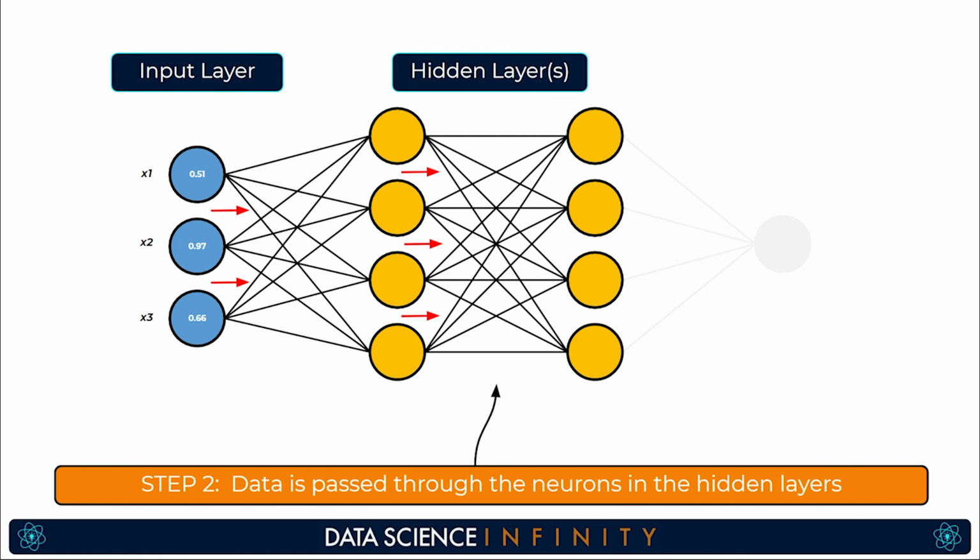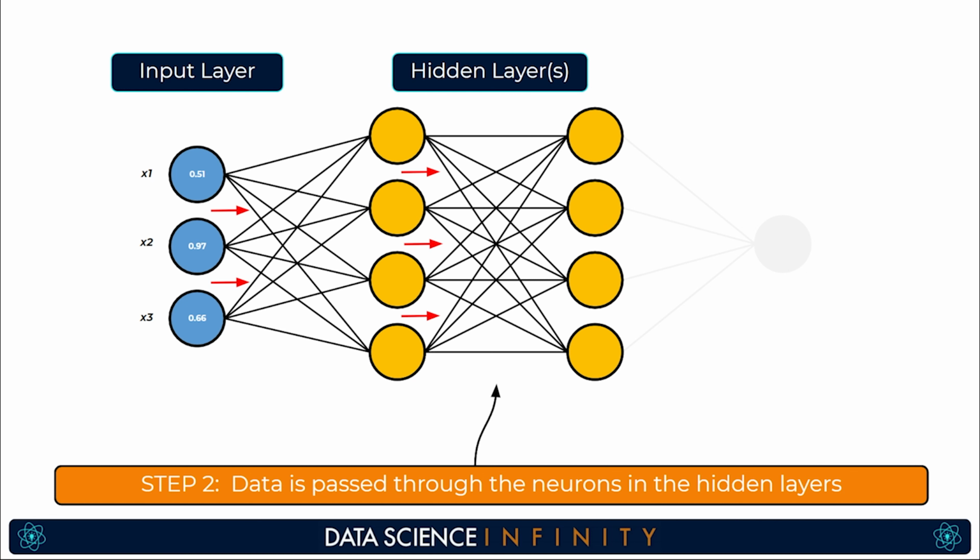And these connections between neurons is how information is passed from left to right through our network in a process known as forward propagation. So in other words, we are moving the values from our data forward through the network. So let's take a closer look at this process.